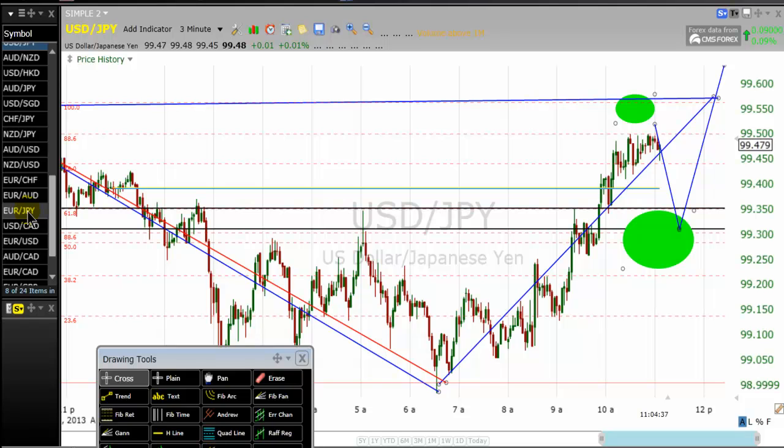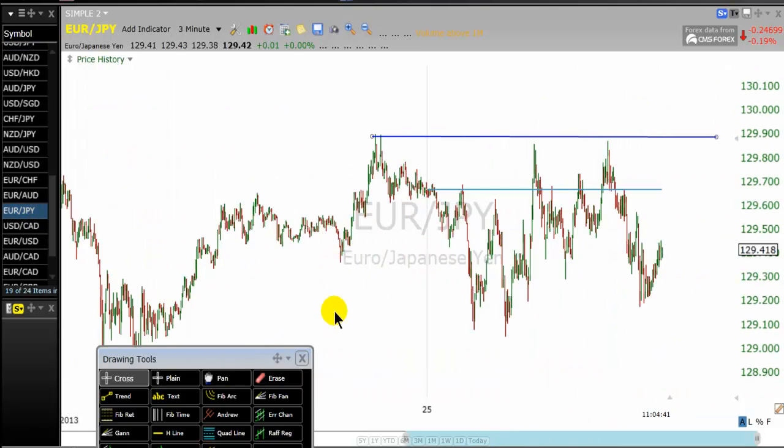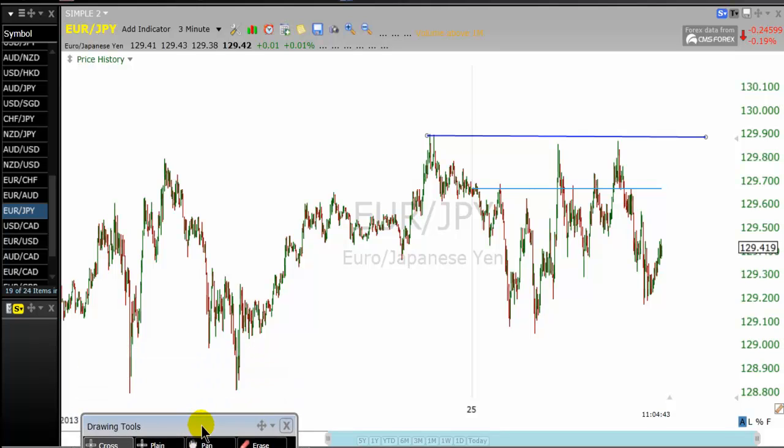I'm going to bring on now the Euro Yen. Key Euro Yen is a bit messy, as I told you. You see now, you have to be very selective and know what you want to do. So it's not looking good here for me.